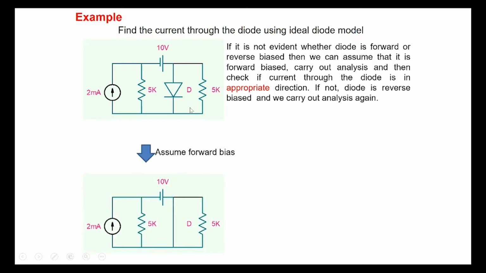Okay, so let's do that. Let's assume forward bias. And when we assume forward bias, we are using an ideal diode model here. Okay, so we short it. Ideal diode model. We analyze this particular circuit.